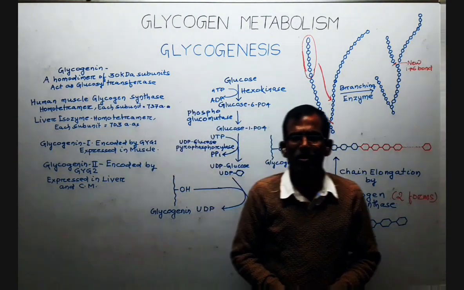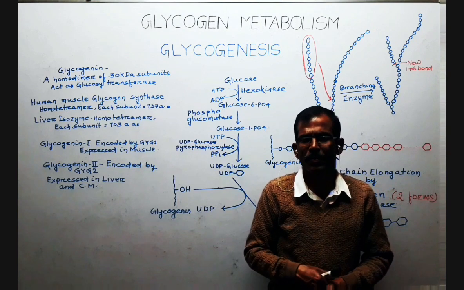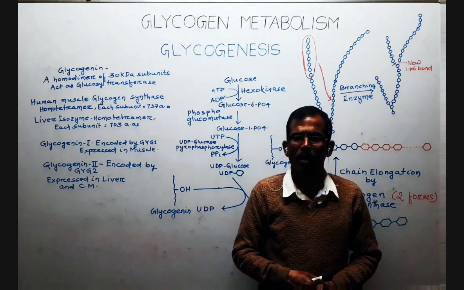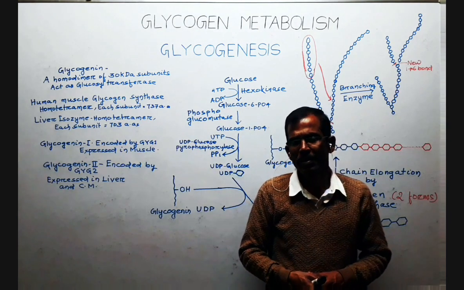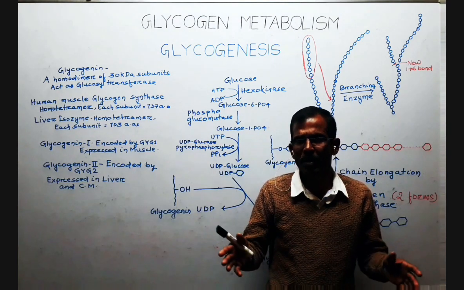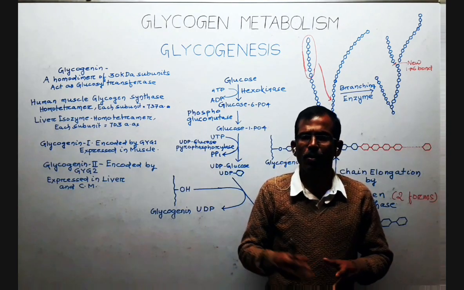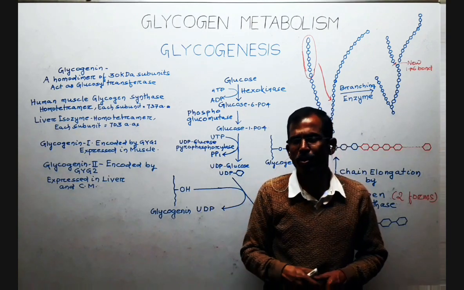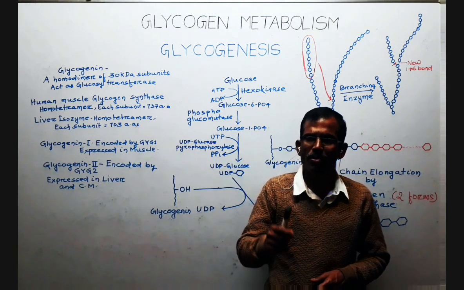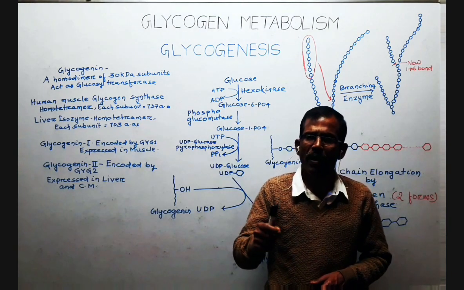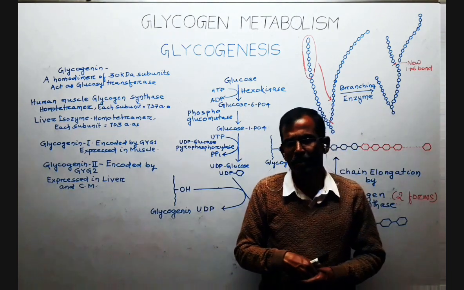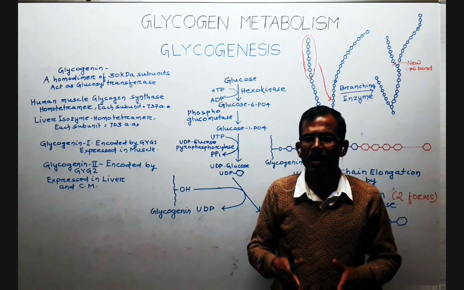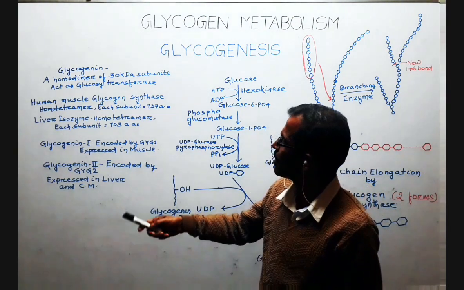Friends, glycogen synthase is an enzyme that can only extend an already existing alpha-1,4 linked glucan chain. This enzyme cannot simply link together two glucose molecules. It can only add glucose molecules to the C4-hydroxyl group, which is present on the non-reducing end of an alpha-1,4 linked glucan chain. Then how is glycogenesis initiated? The answer is glycogenin. Glycogenin is a protein.